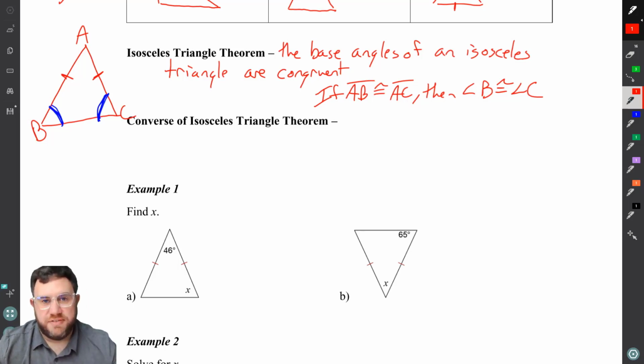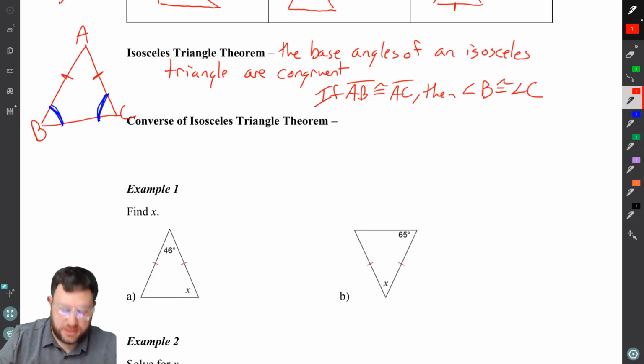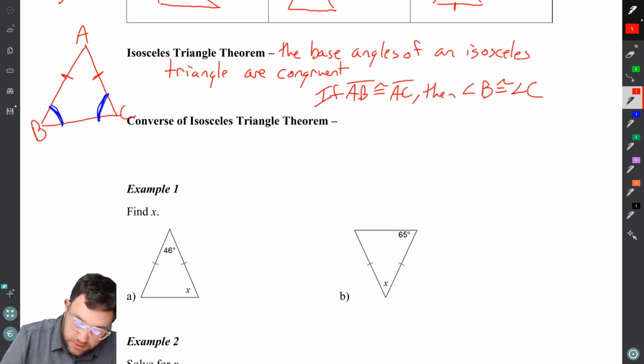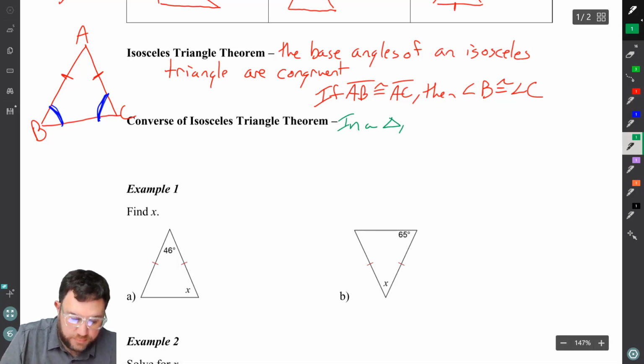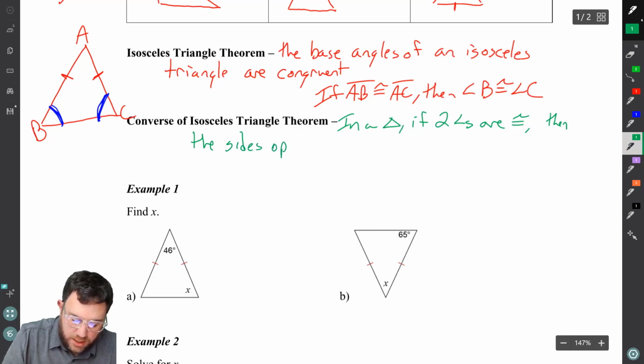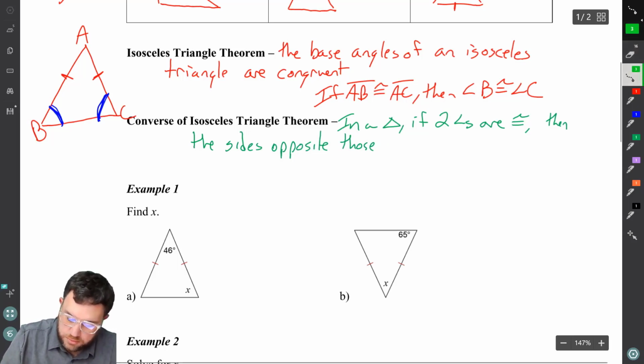Now the converse of that, remember converse says we're doing it backwards, and it requires a little bit more words. I'm going to do it in green just so they don't run together. In a triangle, if two angles are congruent, then the sides opposite those angles are congruent.